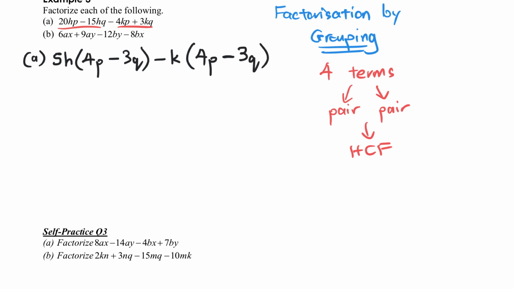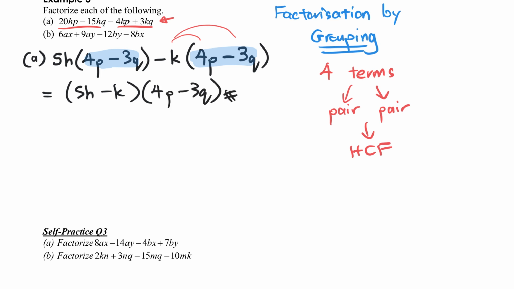Just do a quick check. If I were to multiply these pair of terms together, would I still get the original pair on top? The answer is yes. Okay, doing a quick check visually. So now, clearly we have the same group for each pair, and now you can conclude the factorization, which will be 5h minus k with the common group of 4p minus 3q. Done.